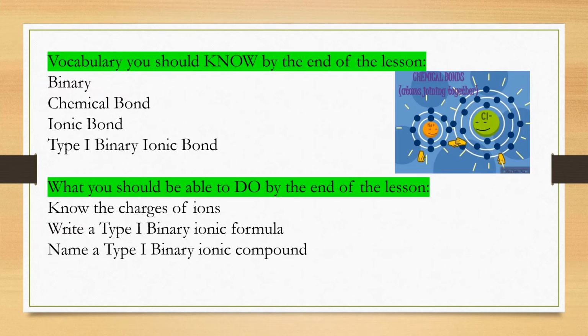Vocabulary you need to know by the end of this lesson: binary, chemical bond, ionic bond, type 1 binary ionic bond. By the end of the lesson, you should know the charges of the ions, write a type 1 binary ionic formula, and name a type 1 binary ionic compound.